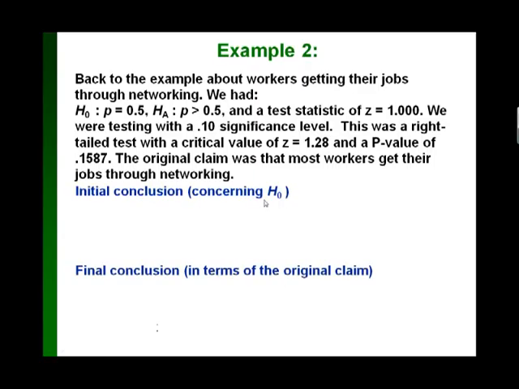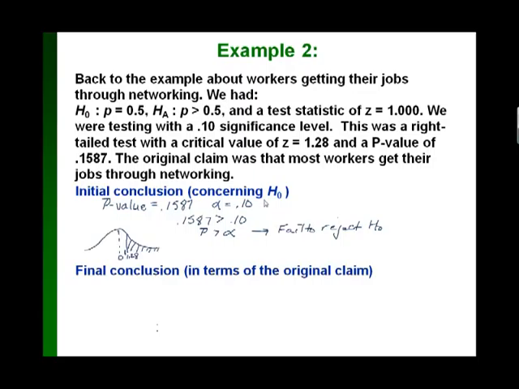So first, our initial conclusion that concerns the null hypothesis. If we look at our p-value of 0.1587 and our significance level of 0.1 and compare those two, the p-value is bigger than alpha. And that tells us that our conclusion is fail to reject the null hypothesis.